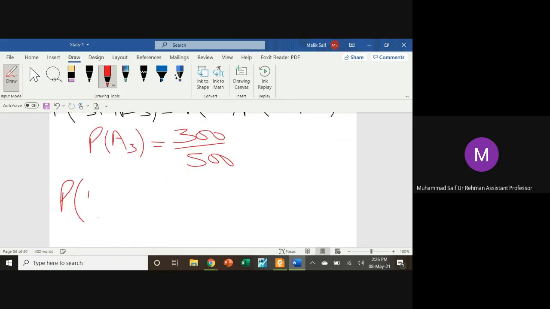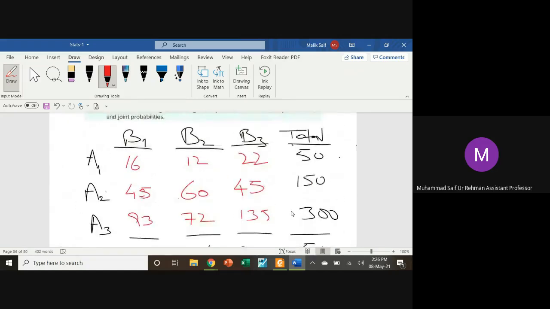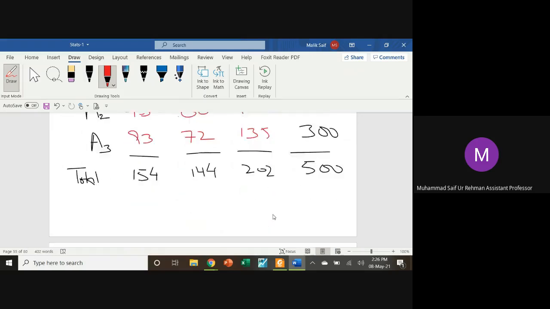Probability of B3 given A3. So how will you find it out? Excellent, sir. 135 divided by 300. Yes, you will see which value is there at the intersection point. So B3, 135, A3, 135. So this is the common value or intersection point. So you will take this value 135.